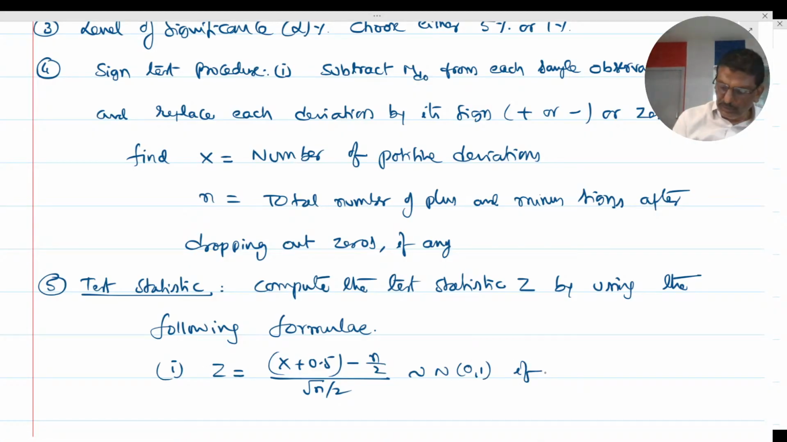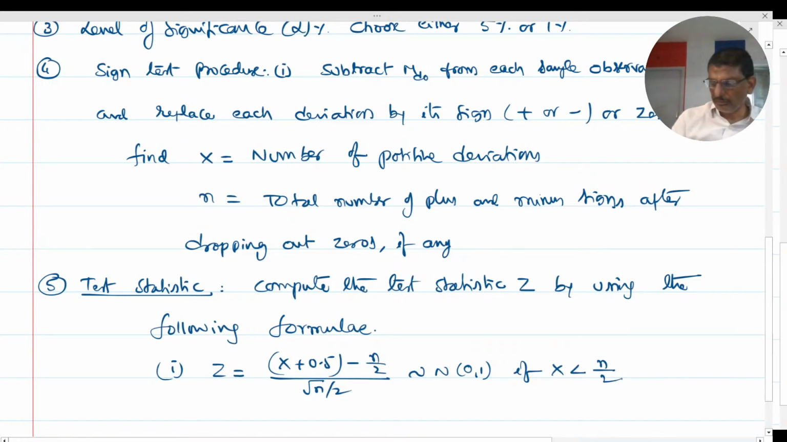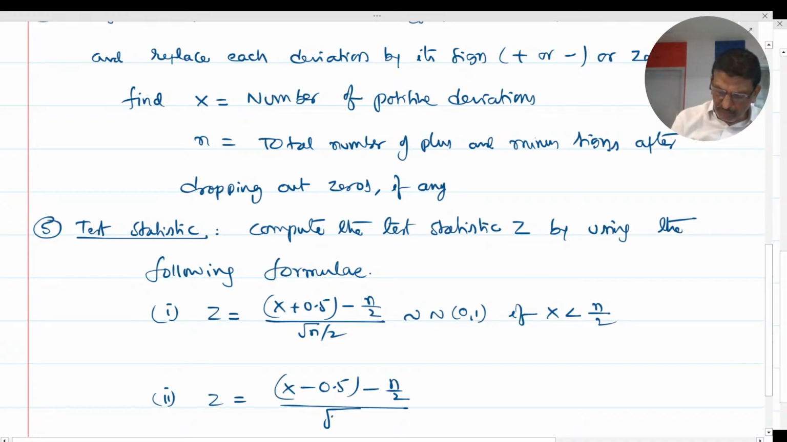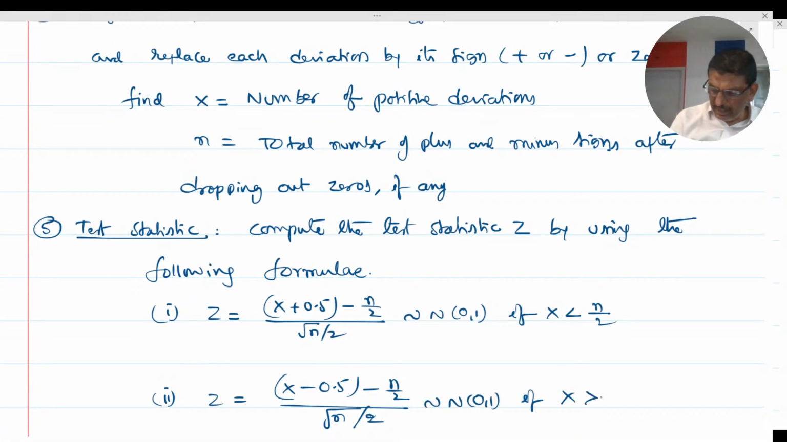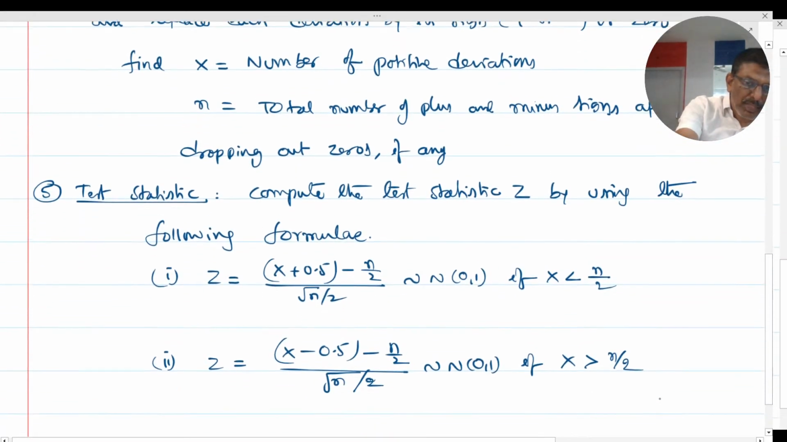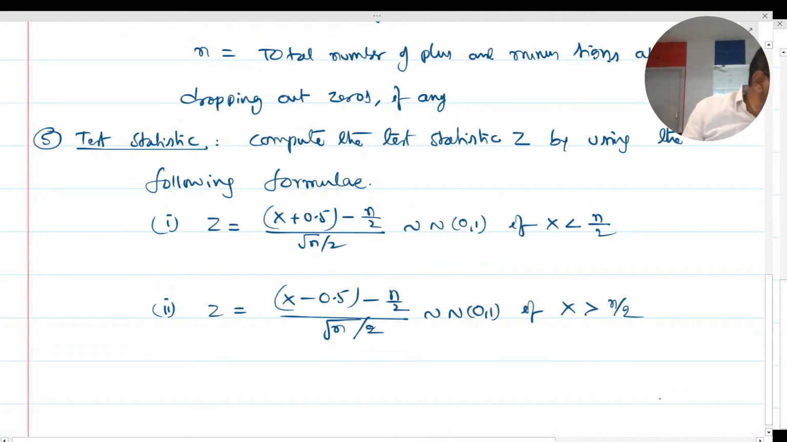First formula, if the number of positive deviations X is less than n by 2, where n is the total number of plus and minus signs after dropping out zeros. Second formula, Z equal to X minus 0.5 minus n by 2 divided by root n by 2, which follows N of 0, 1, if X greater than n by 2. There are two concepts here.